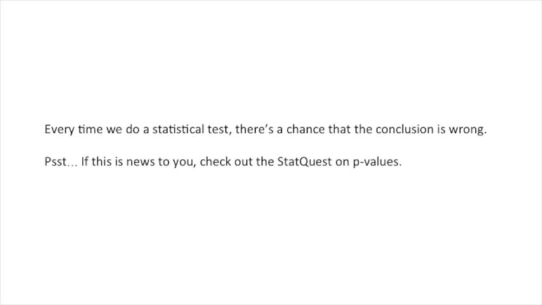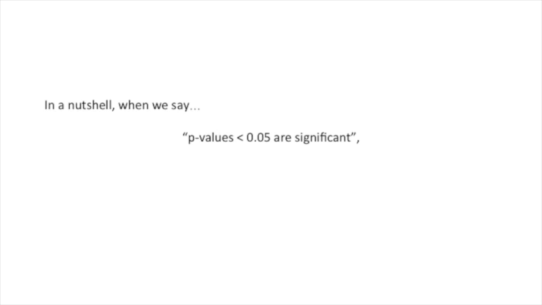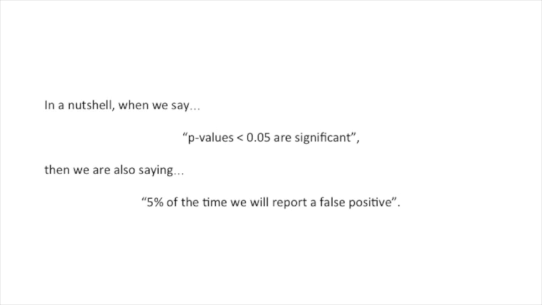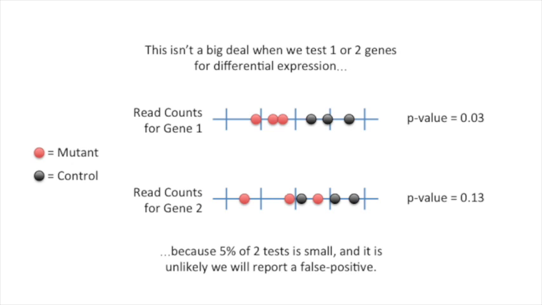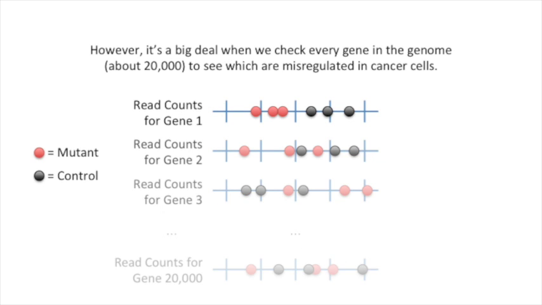Psst! If this is news to you, check out the StatQuest on p-values. In a nutshell, when we say p-values less than 0.05 are significant, then we are also saying 5% of the time we will report a false positive. This isn't a big deal when we test 1 or 2 genes for differential expression, because 5% of 2 tests is small, and it is unlikely we will report a false positive.